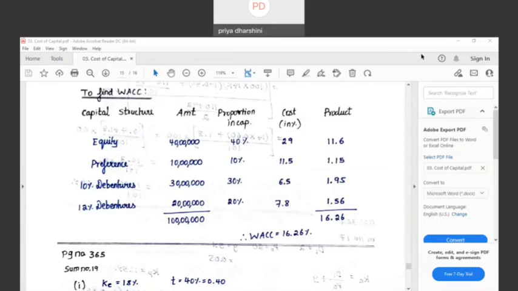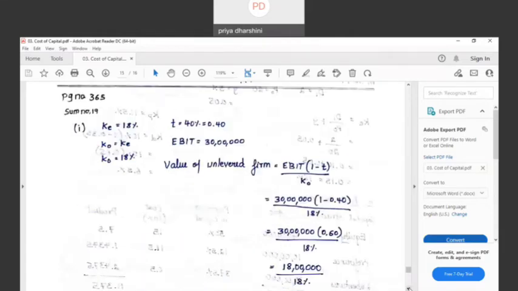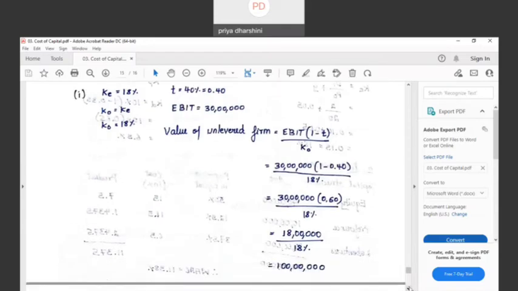Right. Now we will do one last problem. Again from your exercise. Sum number 4. No, not that. Not sum number 4.